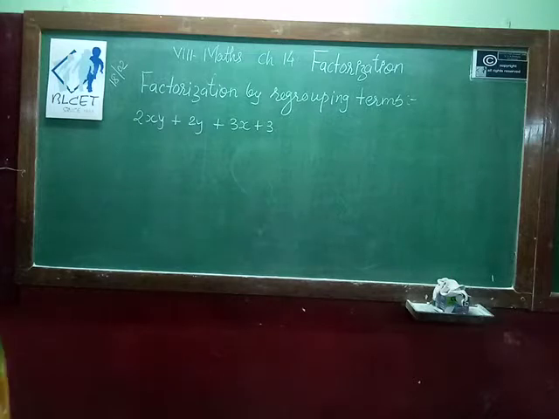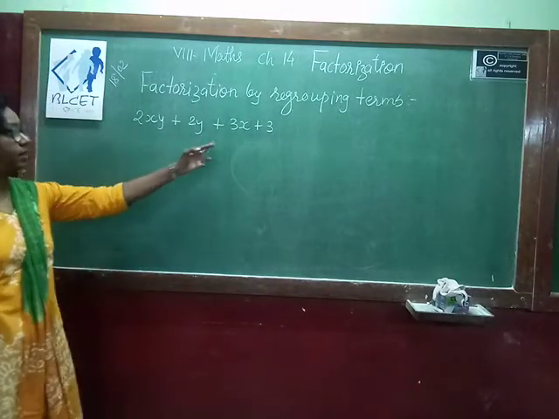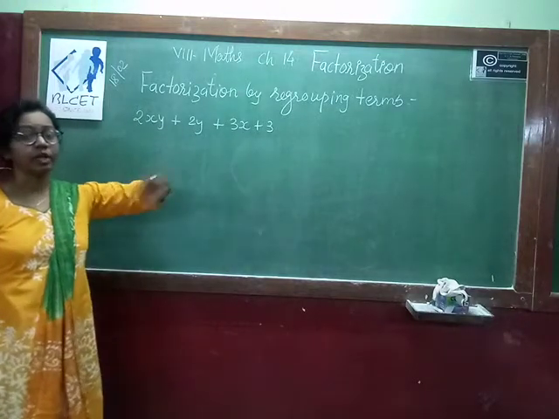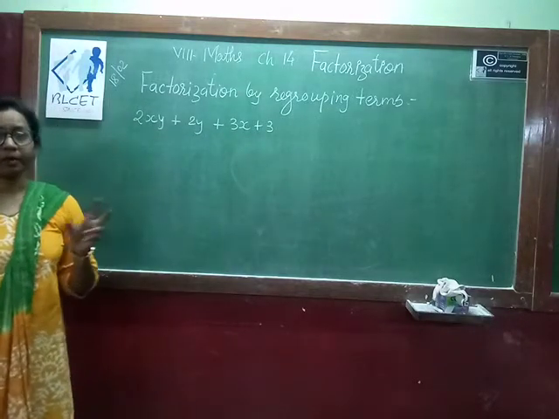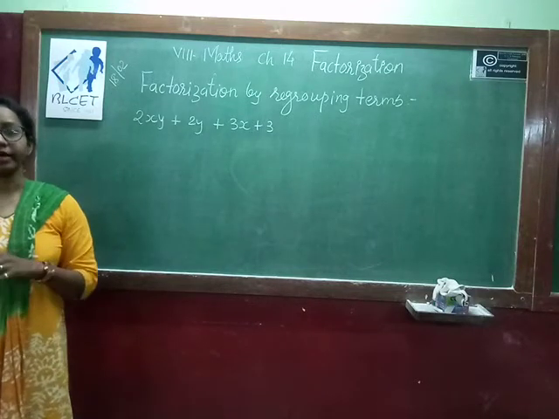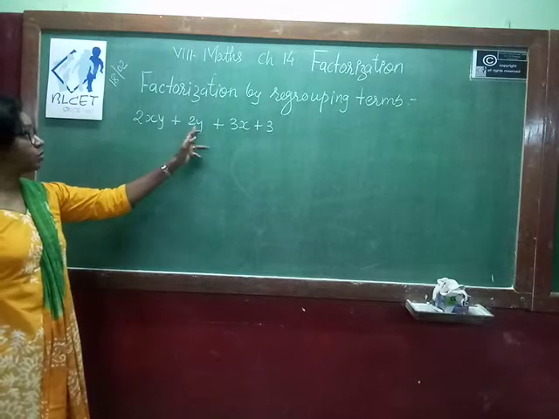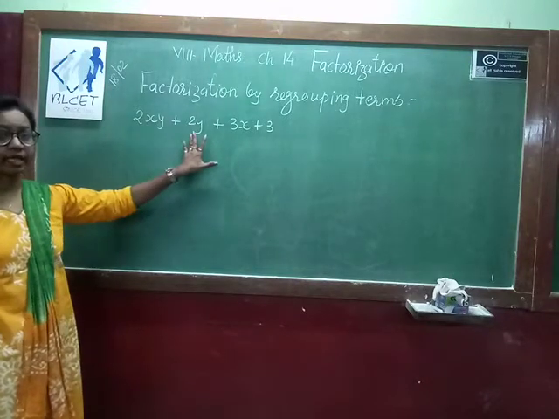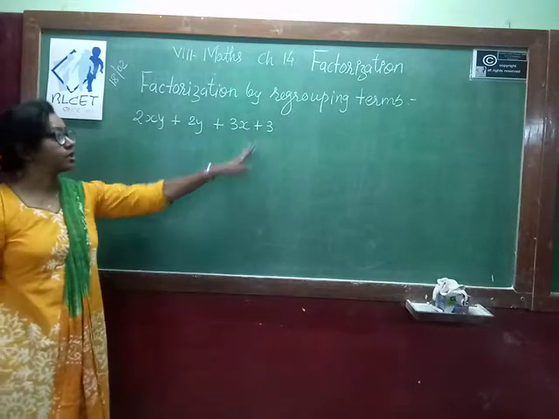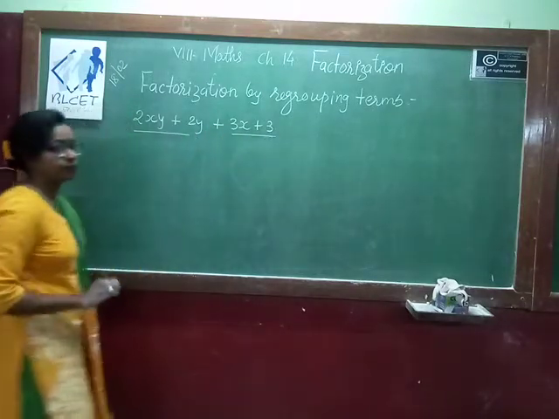Okay, so now we have more than two terms: 2xy plus 2y plus 3x plus 3. Regrouping means we have to combine two terms in such a way that we are able to take the maximum common factors. So 2xy plus 2y, where we take the maximum common factors, and 3x plus 3. So we are making a group of two, the first two and the last two.